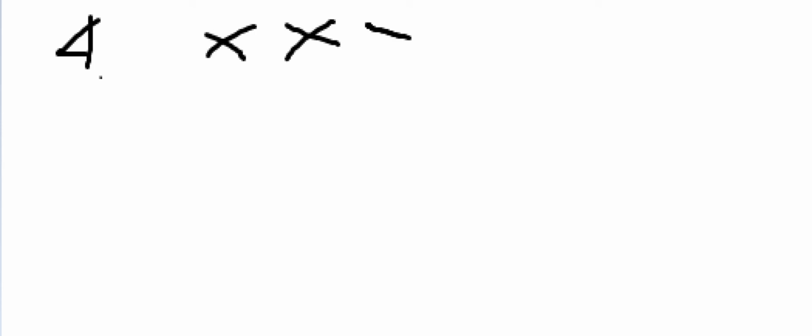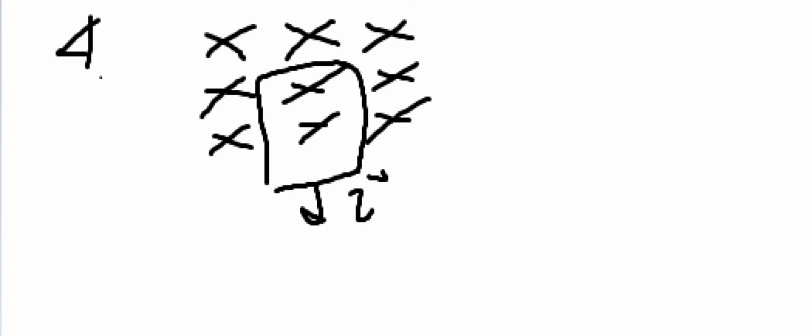So I'm just going to draw this real quick. There's a magnetic field that's into the page. There's some loop that's falling with some velocity downwards. And we're given the dimensions of this loop to be B and A.